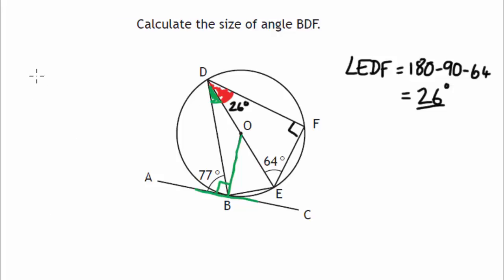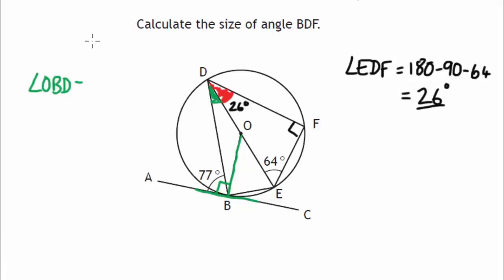So we can now say angle OBD is going to equal 90 degrees, and we've already accounted for 77, so this angle must be 90 minus 77. I won't cheat and use a calculator for that. That is 13 degrees. So that's using the first rule.